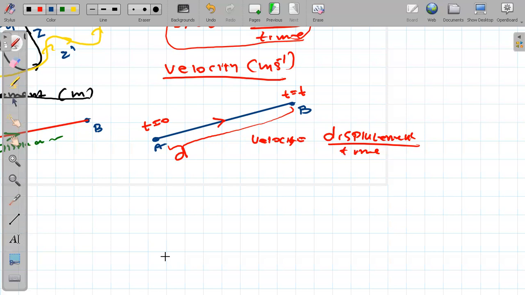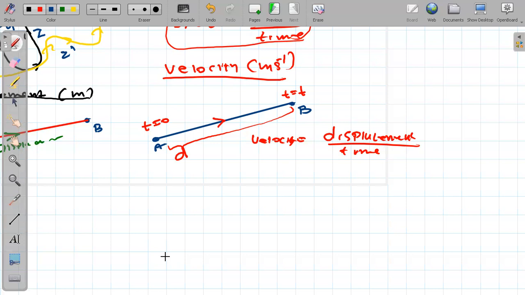Or in another way, you can also write it like displacement change. There is an optional second definition as well, and that is also something you should know. Just write the second definition: the displacement change per unit time.